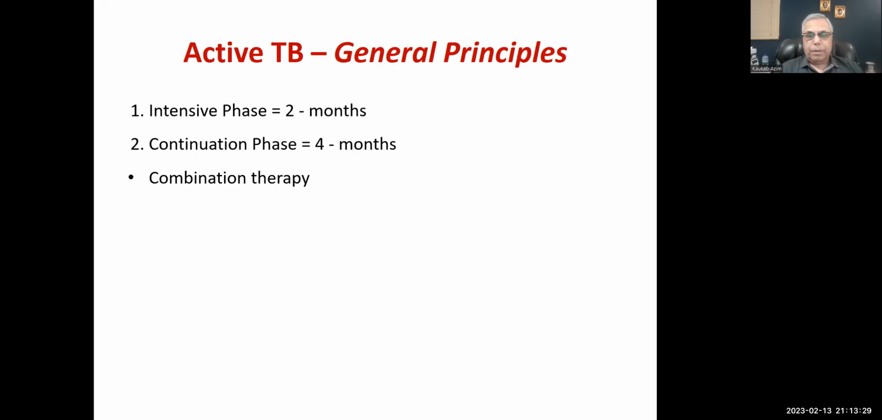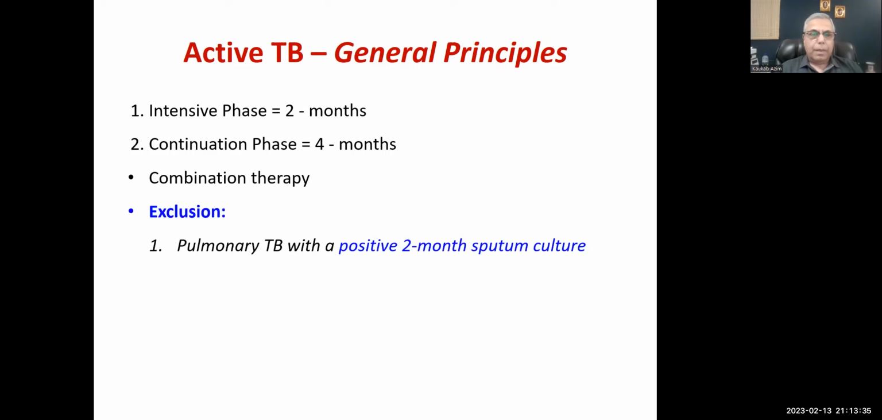But this is a combination therapy, and we exclude some people, like pulmonary tuberculosis with positive culture after 2 months. We give treatment for 2 months and the culture is still positive. It should have become negative, but it is still positive. Now that indicates the possibility of drug resistance. Okay. So I hope you got this point.